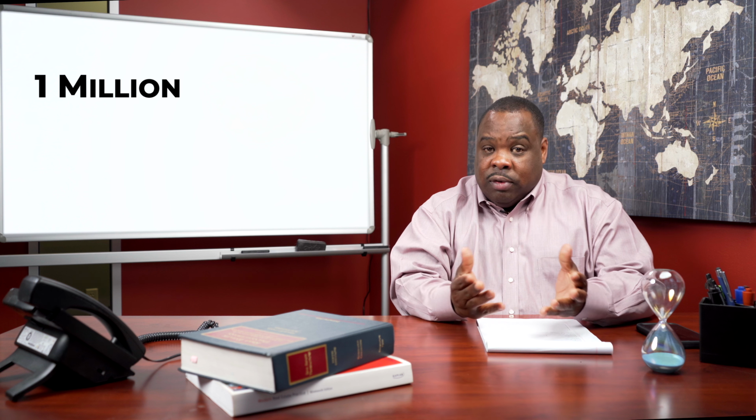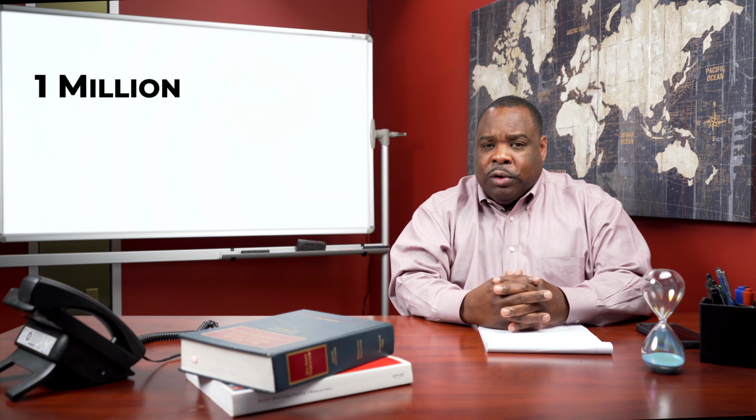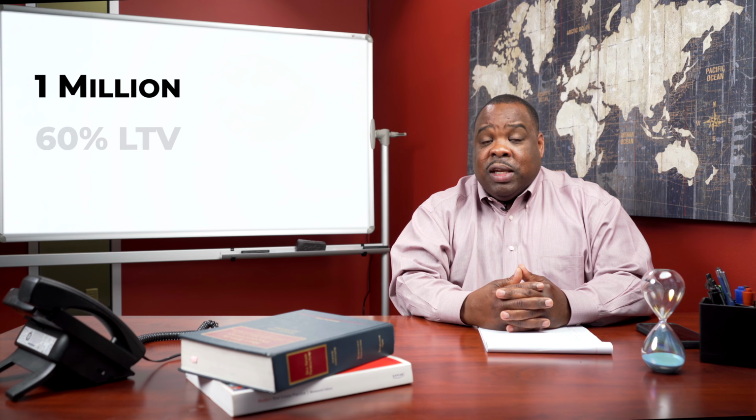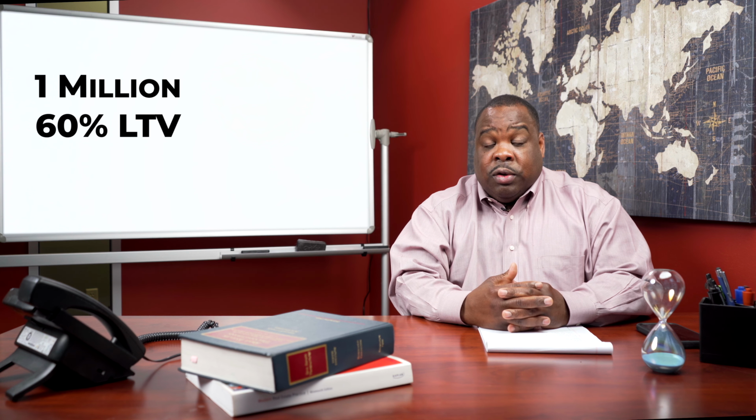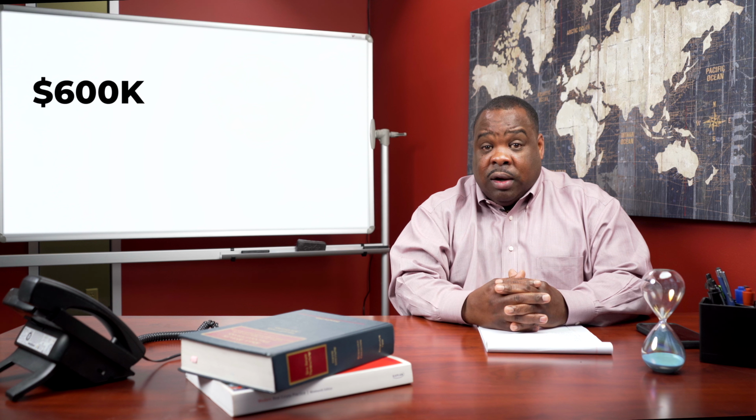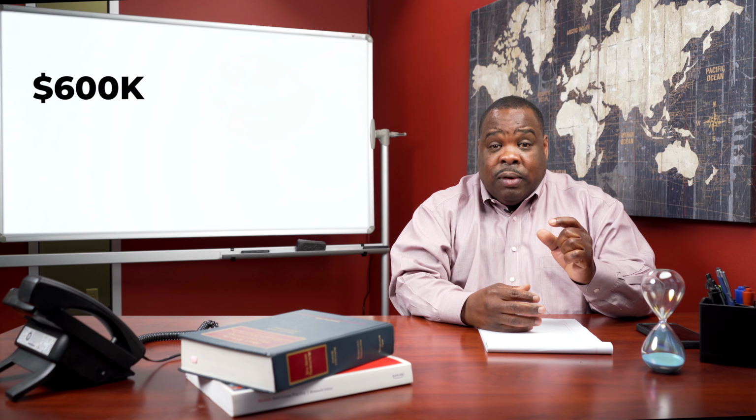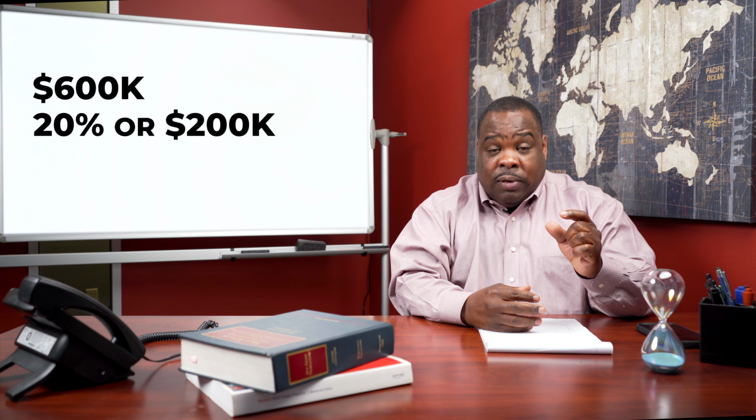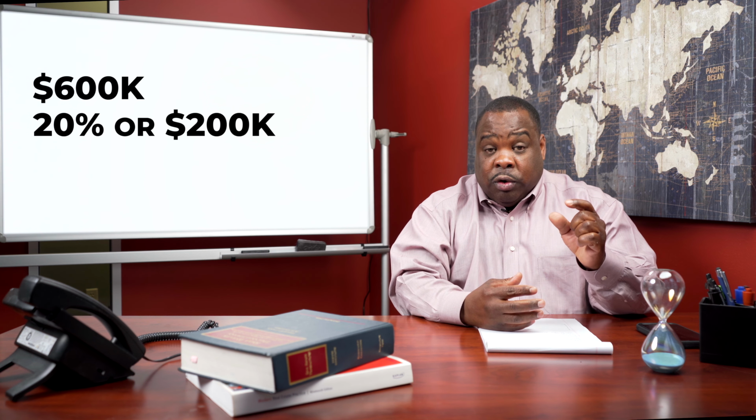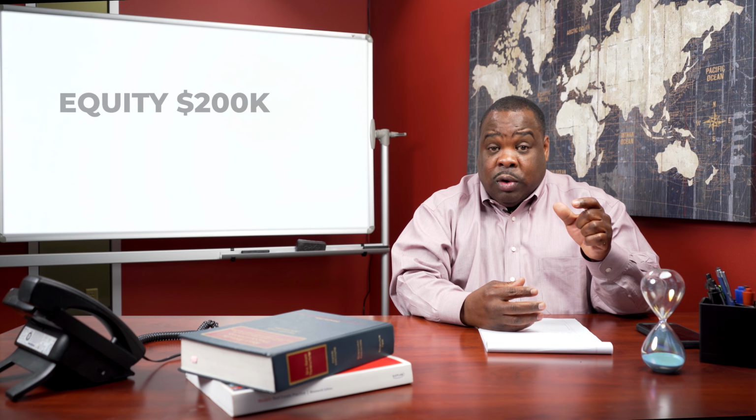Now, let me give you an example. Let's suppose we had a $1 million project, and in order to do this project, you need $1 million, right? But your bank is only going to loan you 60% loan to value. So the maximum loan that you're going to get from the bank is $600,000. But you only have 20% of the total capital required of the $1 million. So your contribution is 20%, so your contribution is $200,000.